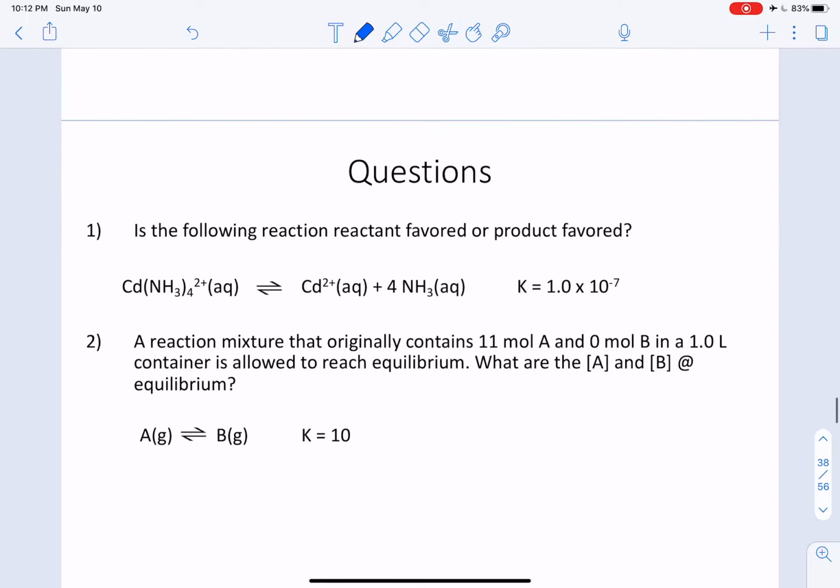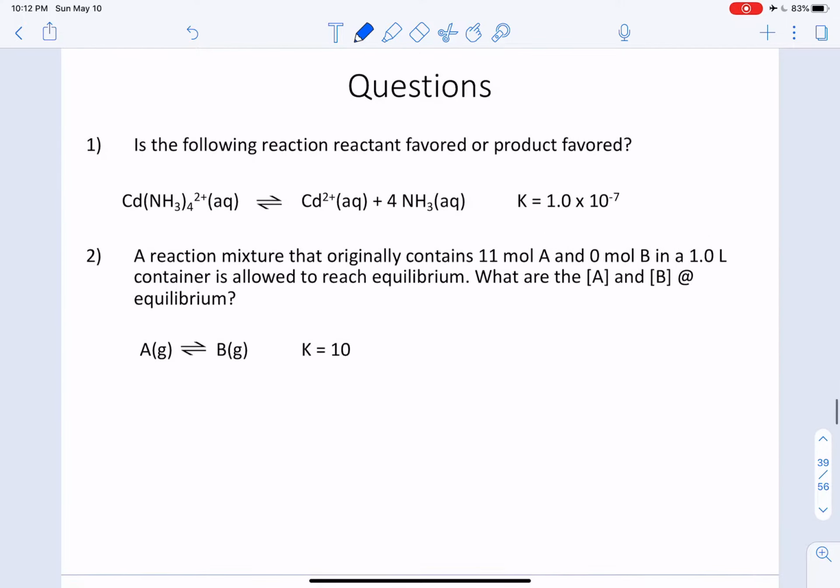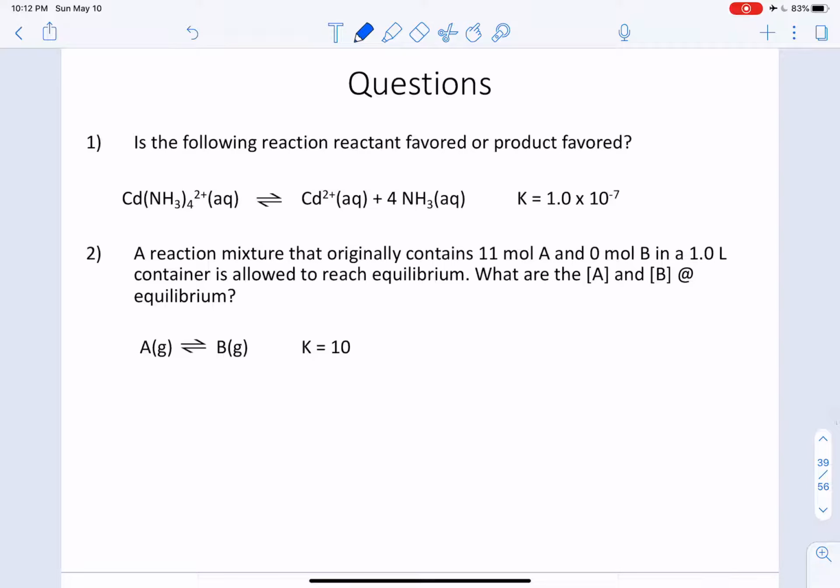Now we have come to the calculations, but we really only have one that's a big calculation. We got one that looks really scary, number 1. So we've got cadmium, and we have some NH3s that are hooked up to that cadmium. And not only that, but it's a +2. And not only that, you're dissolving it in water. So that thing looks really crazy.